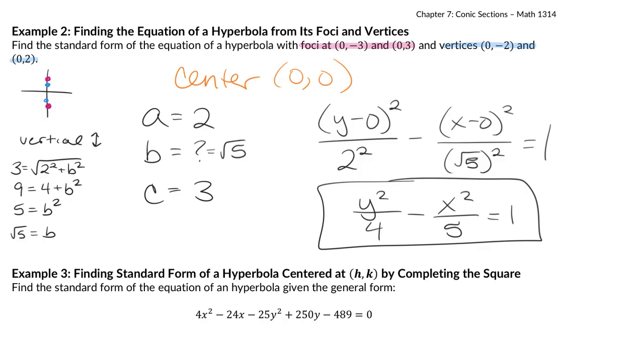So we work backwards with what we were given to make conclusions on what type of vertical or horizontal transverse axis we have and the center, and then use that information to find the missing B piece.